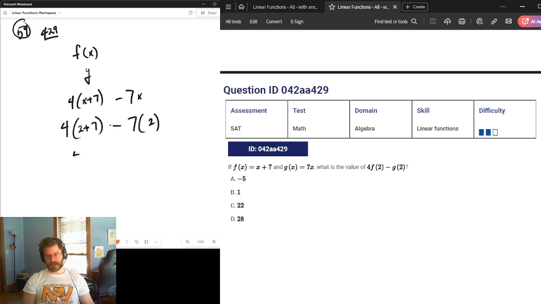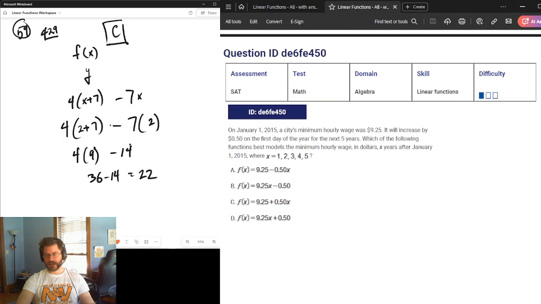And it's just simple algebraic manipulation here. 9 minus 14, 36 minus 14, of course, is 22. C again. And that's just a coincidence that all of these are C. Don't get freaked out by that.